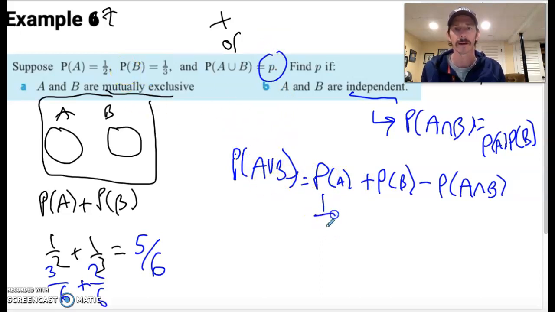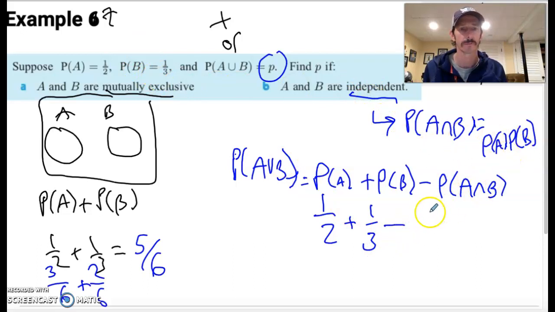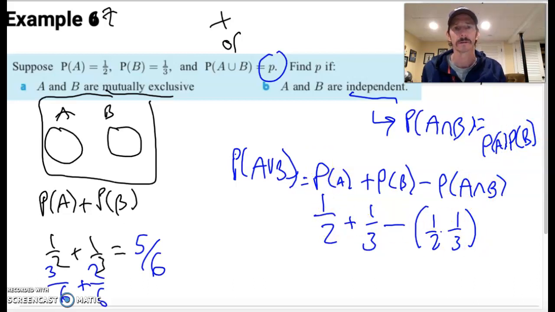I can go 1/2 plus 1/3, but they aren't mutually exclusive anymore, they're independent. So I can also take away this intersection, which is the product of 1/2 times 1/3. So this is me doing the little calculation up here. I'm allowed to multiply those only because they're independent. Kind of yelled at you.